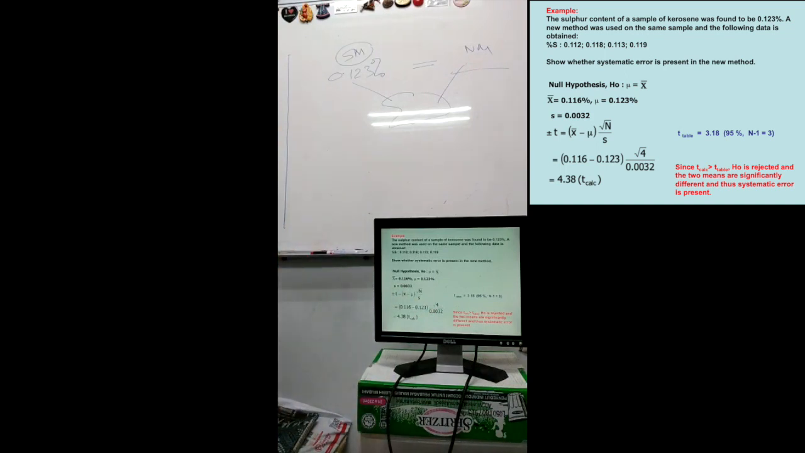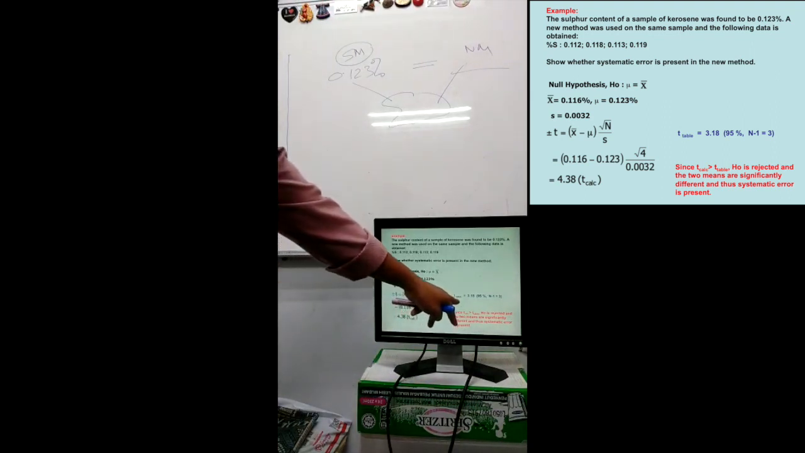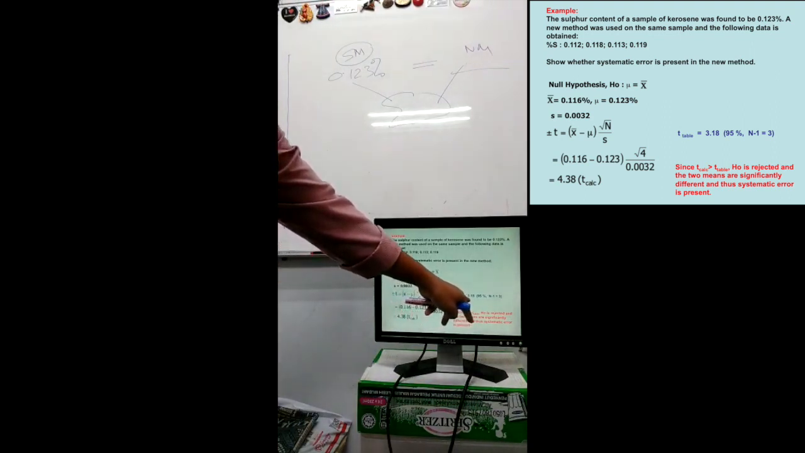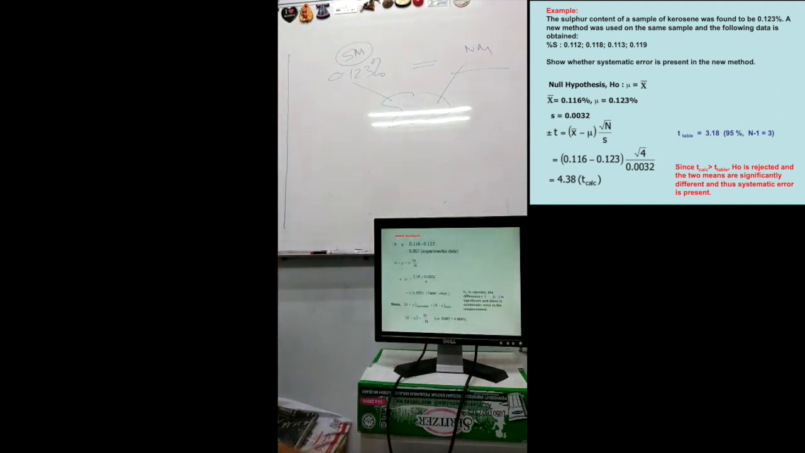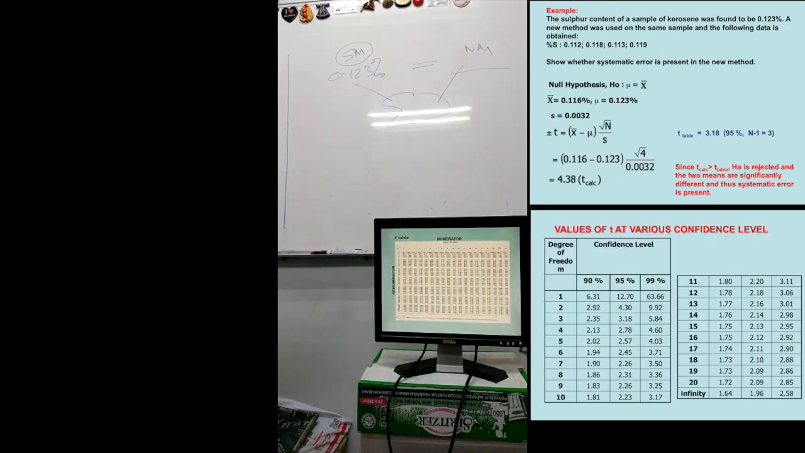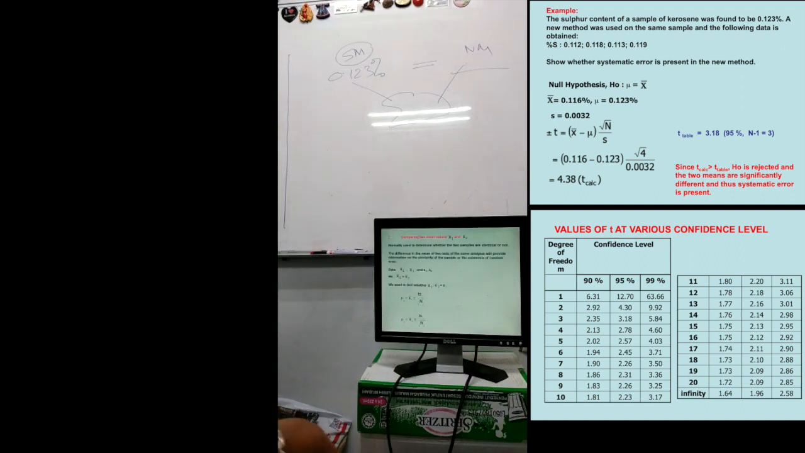Here it is stated that the t table value is 3.18. Where can we get this t table value? From the t table. This is the F table, and in this one we don't have the t table. Later we will discuss how to look at the t table.